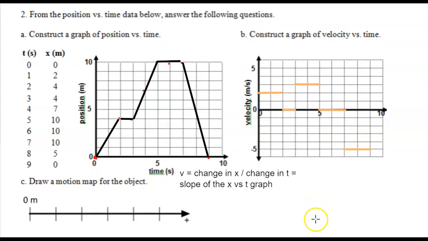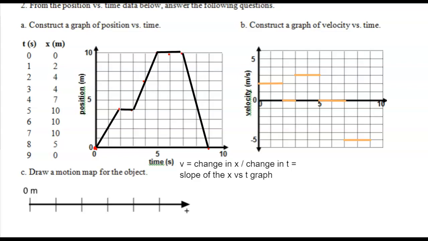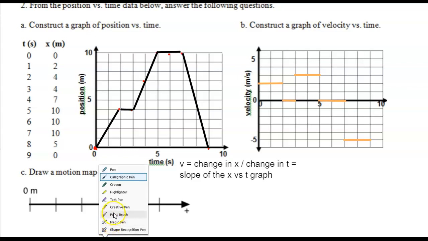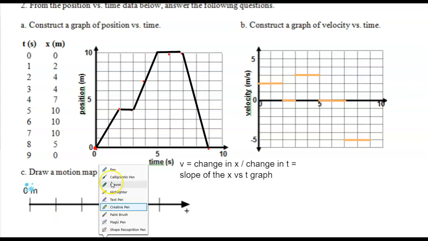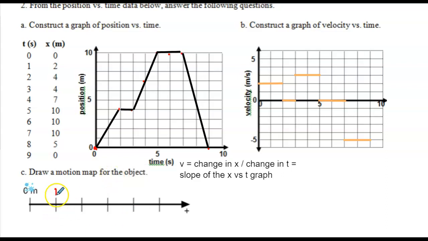If we drew the motion map, we can hopefully do that as well. So let me get a different pen. So at 0, it's at 0. Then at 1 second, it's at 2. So I'm going to count by 2s here. I didn't do that, but I should scale it first. So 2, 4, 6, 8, 10.